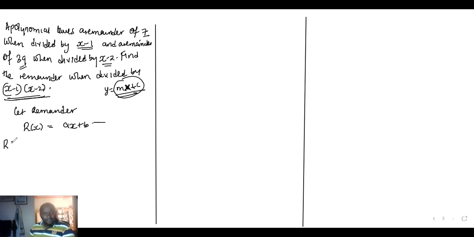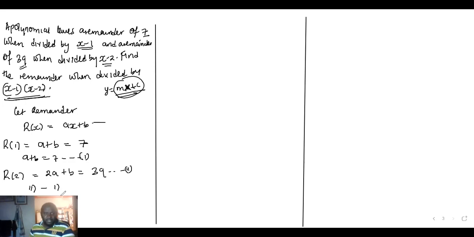Now, when x is 1, what is the remainder? The remainder is a plus b. And we saw this remainder was 7. So a plus b is equal to 7 is equation 1. Then the remainder when x is 2 is going to be 2a plus b, and the remainder is going to be 39. Okay, then we can solve these two equations simultaneously.